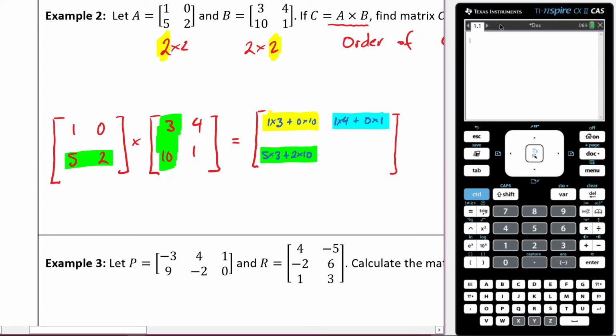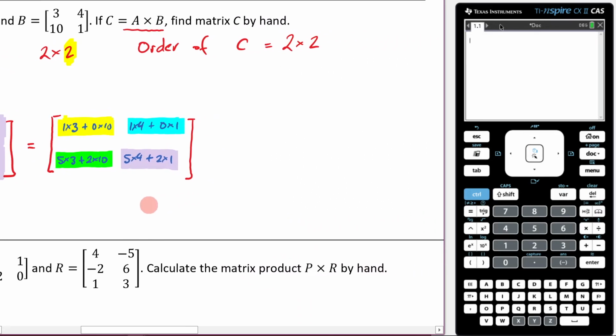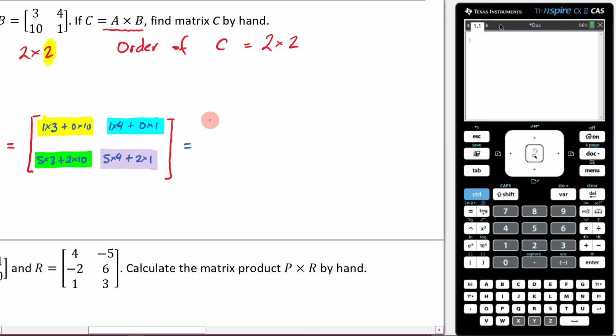We continue. Now I'm going to figure out this one. Okay, let's rub that out. Oh, I rubbed it out again. My goodness. What is wrong with me? One day. All right, we continue. I'm in the second row. I'm in the second column. All right, so that means what I'm going to do is 5 times 4 plus 2 times 1. Perfect.